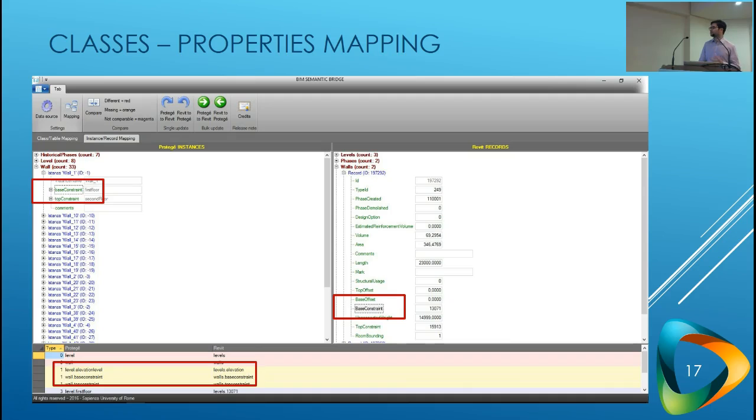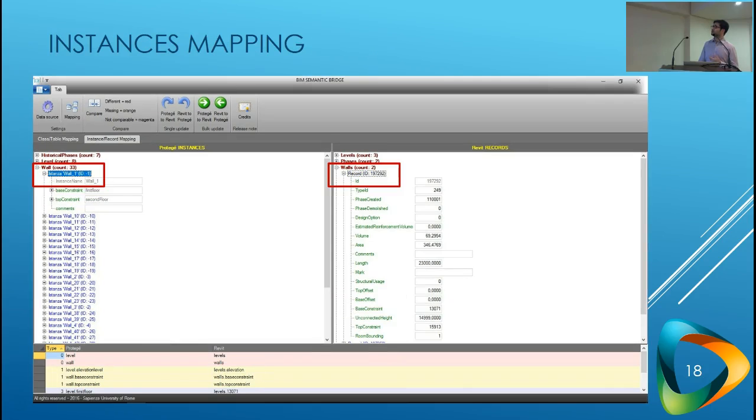This is the properties mapping. As you can see here, in this case we are mapping two object properties that are very similar to relationships among entities. And then we are mapping instances. The mapping of instances is a little bit more tricky because different projects can have the same classes mapping, but the instances are always different because each project is different and has different instances.